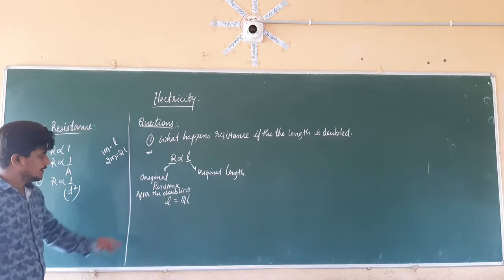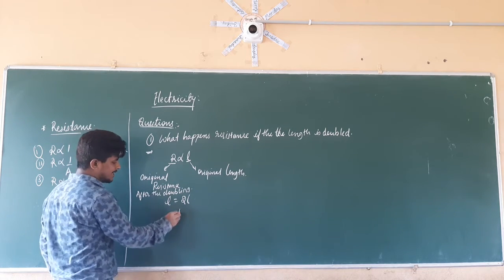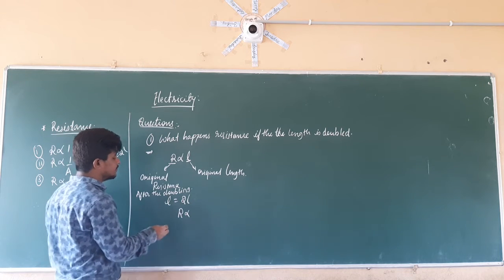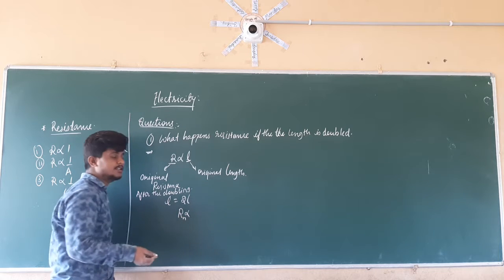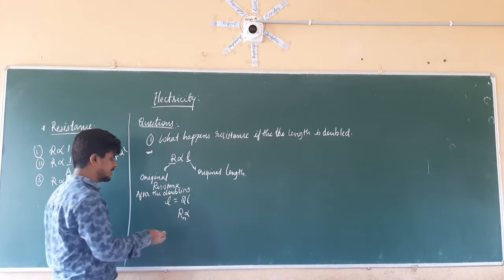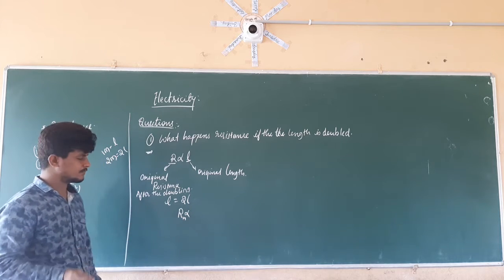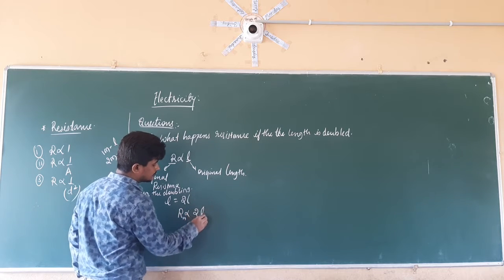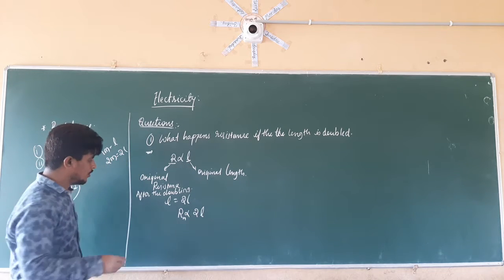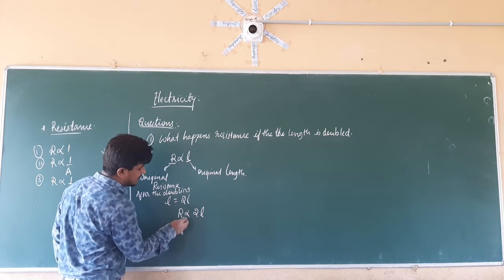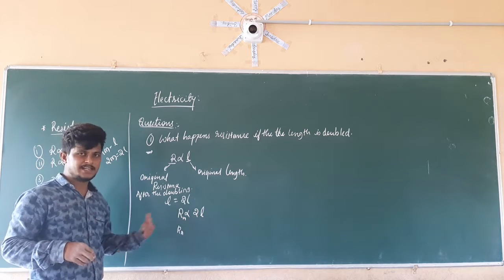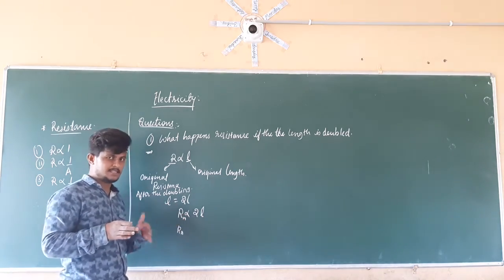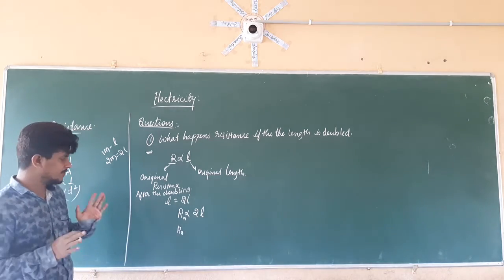So what will happen now? L becomes 2L. We already know that R is directly proportional to L. So what will the new resistance be? Let us call the new resistance Rn, or you can take any symbol. It is directly proportional to the new length, which is 2L. Instead of the proportional sign, we can take an equal sign, so that we are just finding the effect on the resistance. It is not necessary that we use this formula; we are just finding the effect here.